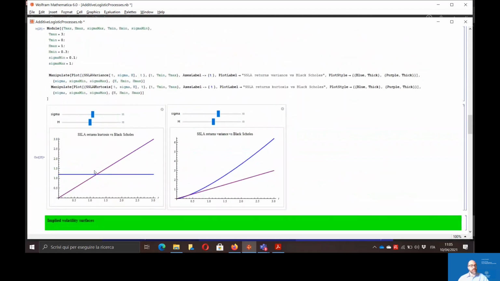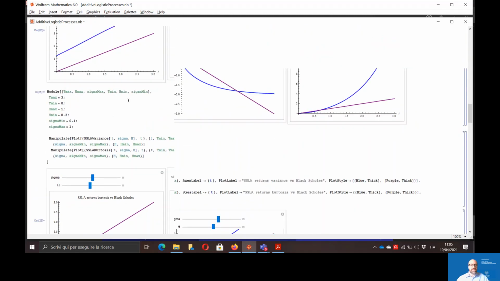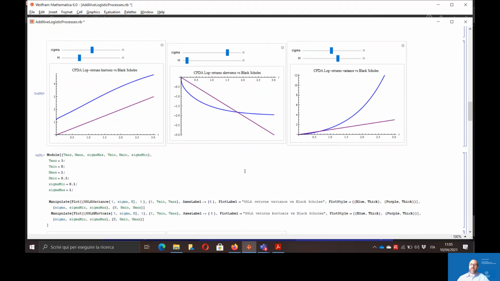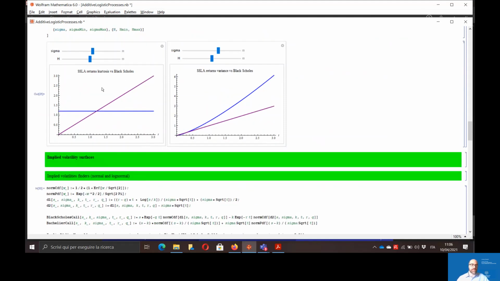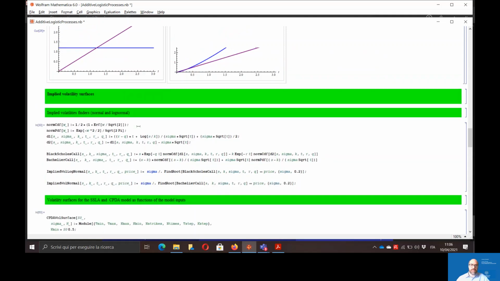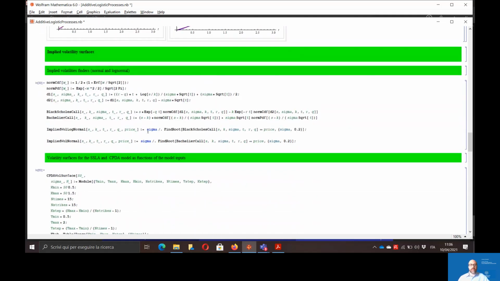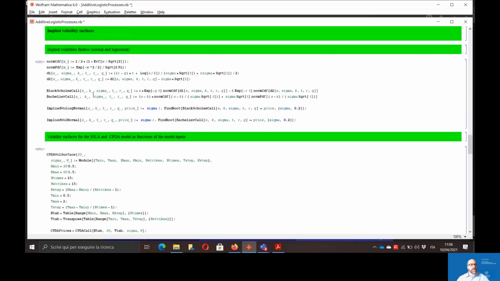Moving on, for the logistic, these are plots for the CPDA model, so log returns in the positive model. The returns in the real valued model, the SSLA model, show a similar pattern for the variance and a constant kurtosis, which is a known fact for the logistic distribution. It does not depend on scale, and therefore it does not depend on the scale function in that case.